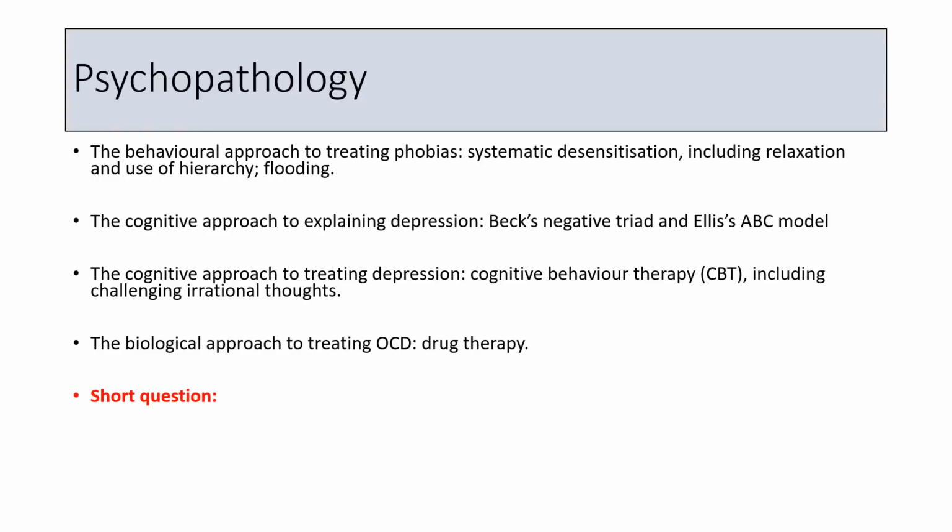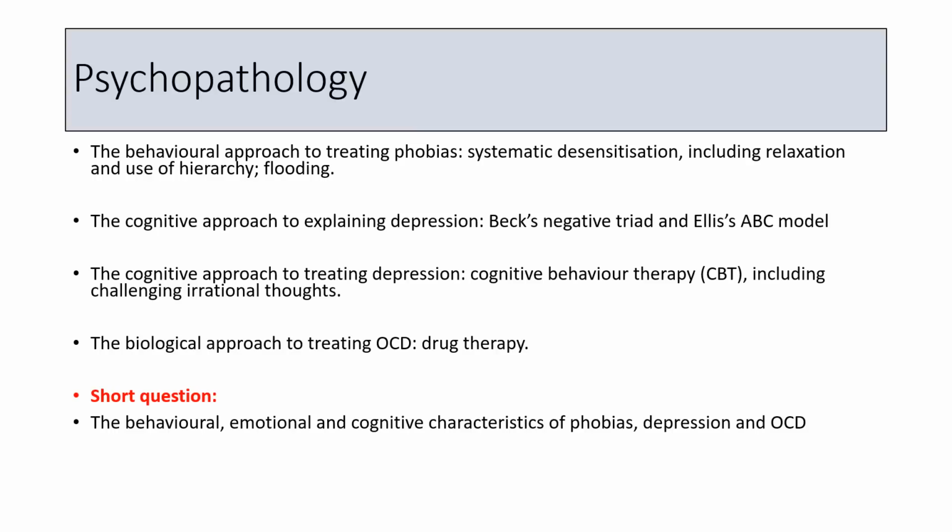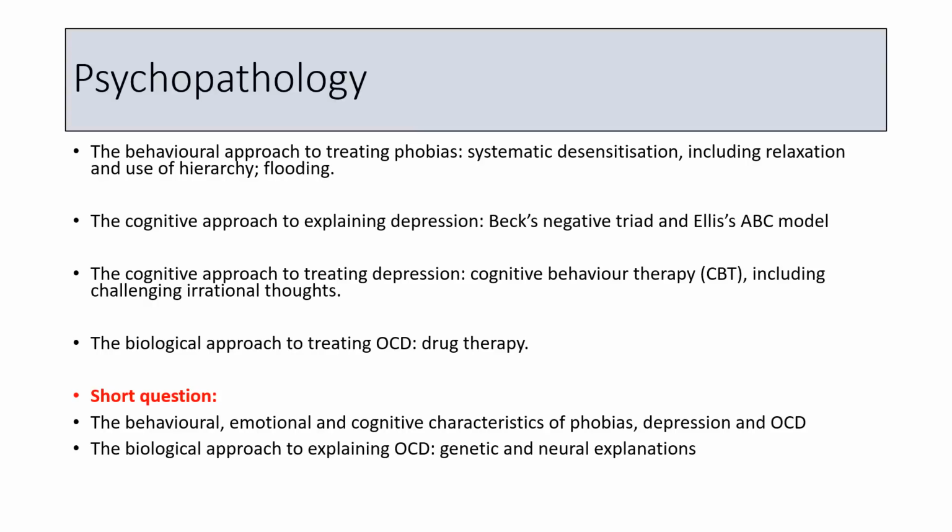Now there's a few topics again that may be more likely to come up as short questions, 4 marks and below. Behavioural, emotional and cognitive characteristics haven't come up very much in recent years. And then maybe a short question on the biological approach to explaining OCD, so focusing on the genetic and the neural explanations.